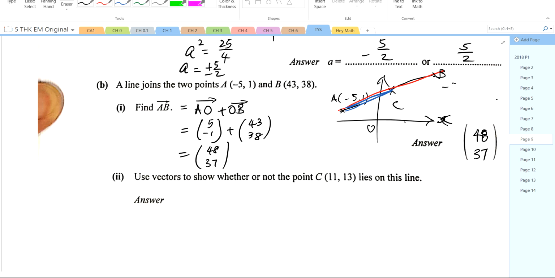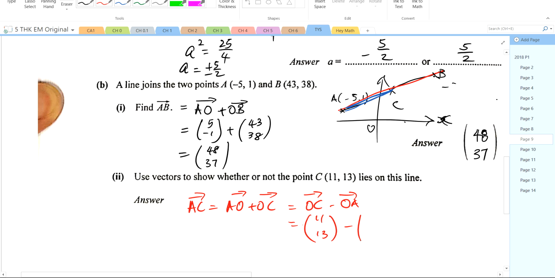Okay? Let us first find the vector AC. AC equals to, if you want to write down everything, it will be AO plus OC lah. You do enough already, you know that it's equal to OC minus OA. Okay? This part okay? So OC, our vector will be 11, 13 minus OA, negative 4 and 1, which is 11 minus 4 will be 15, 13 minus 1 is 12. That is our vector for AC.